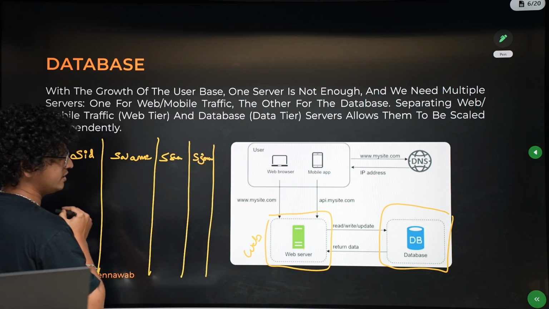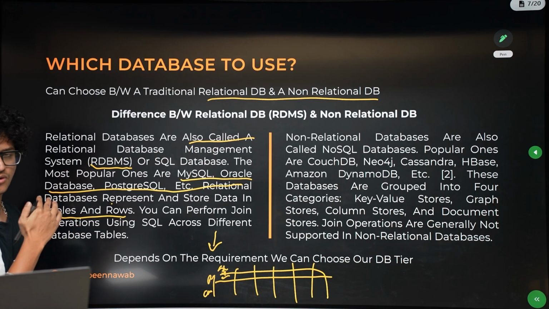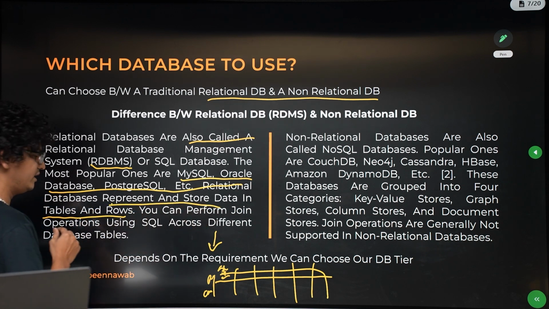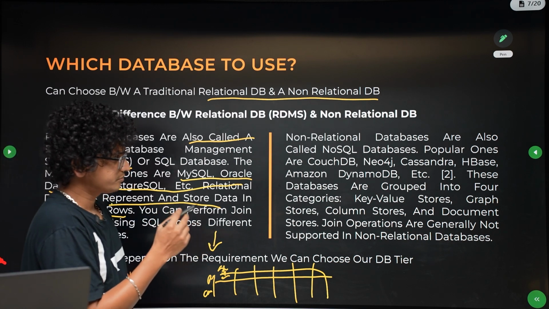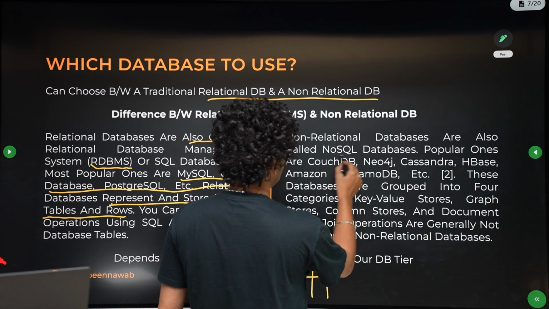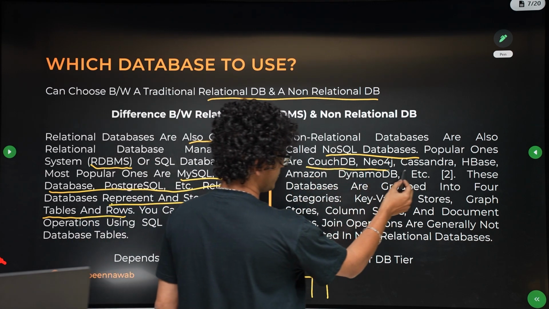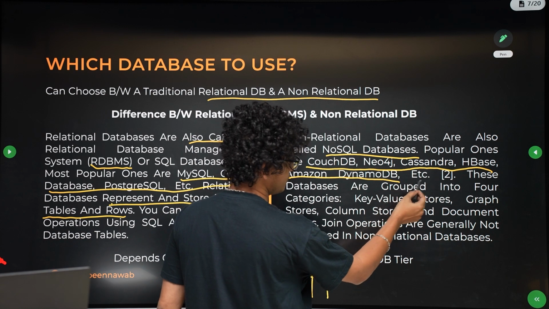So likewise, different rows and columns will be there for a table. These will be there for the relational database, where we will be representing and storing the data in tables and rows format. For the non-relational databases, also called NoSQL databases, popular ones are CouchDB, Neo4j, Cassandra, HBase, Amazon DynamoDB, etc.